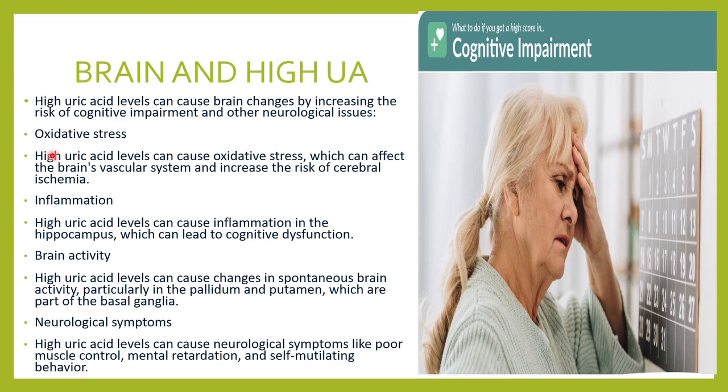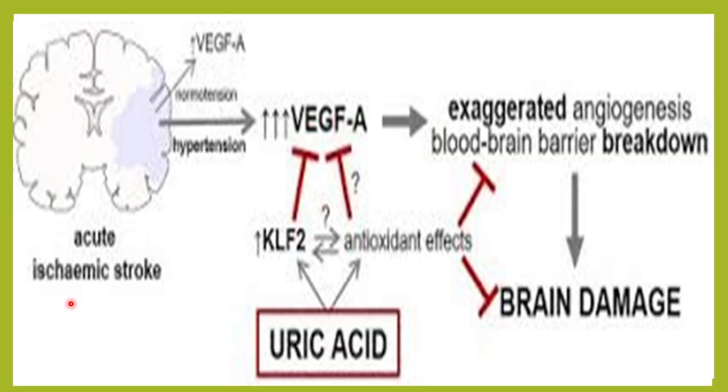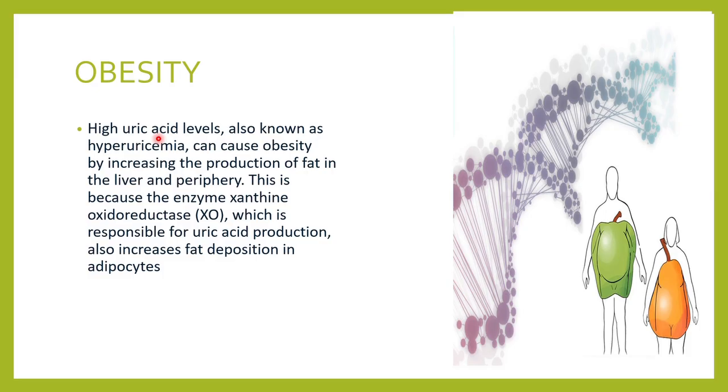Because of all these parameters, oxidative stress, inflammation, altering the brain activity, etc. So this is the brain here, which you can see, and exaggerated angiogenesis and blood-brain barrier breakdown can happen because of this increased uric acid and the changes it causes in the environment there. Because of which endothelial damage will happen, fibrosis will happen, inflammation will happen, stress will happen here, and there can be even stroke, paralysis, etc. that can also happen because of this increased uric acid.